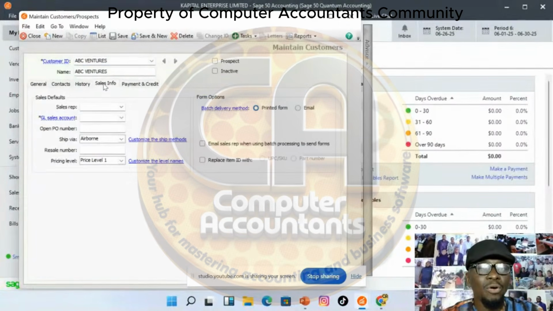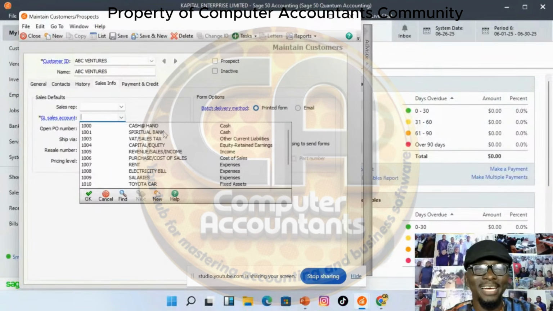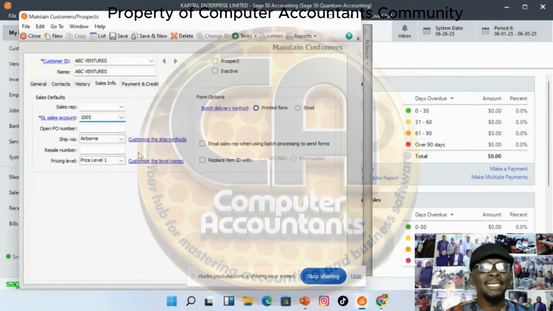Now go down to where you have GL, general ledger sales account. I'm sure you people remember this place, your charts, right? So what I'm telling the system is that anytime I sell to this customer, whether full payment, part payment, or on credit, credit my income account and debit account receivable. That is the interpretation. Okay, please follow this.